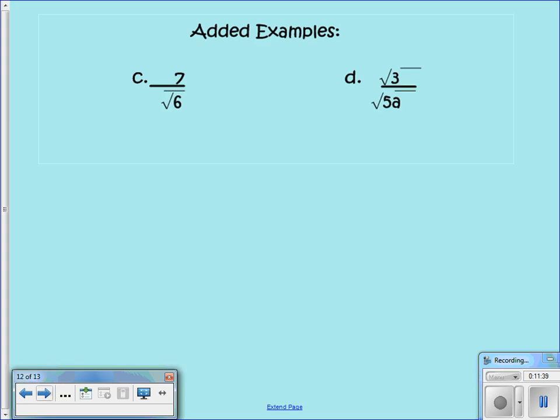So here, take a look at this example. How would I get rid of that? Multiply the bottom by the square root of 6. This is 7 times the square root of 6 over 6.